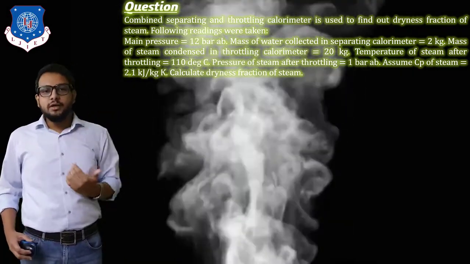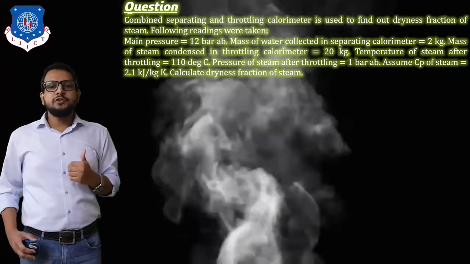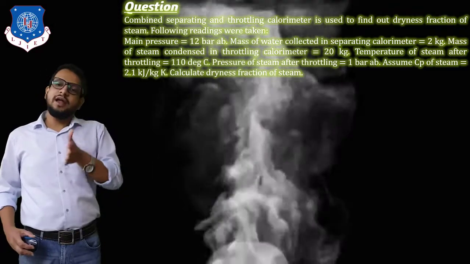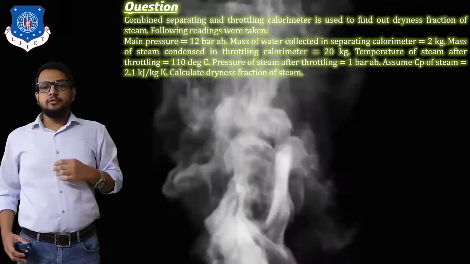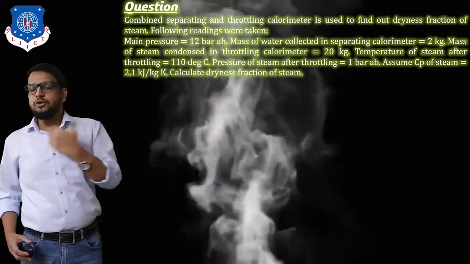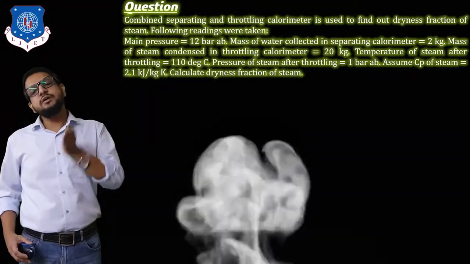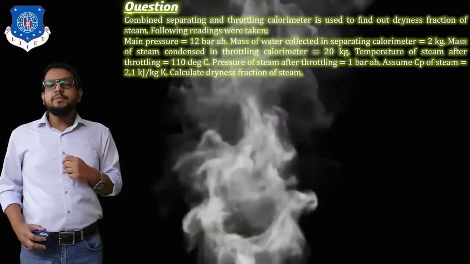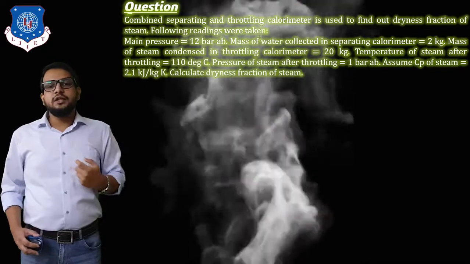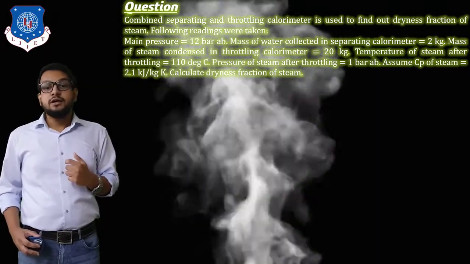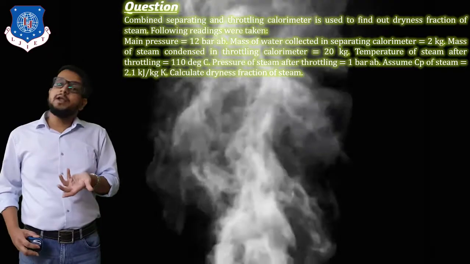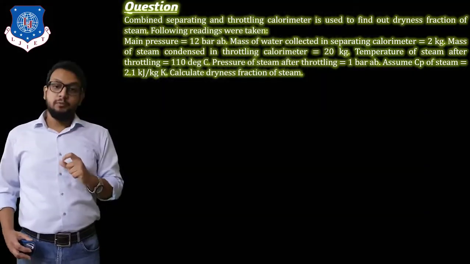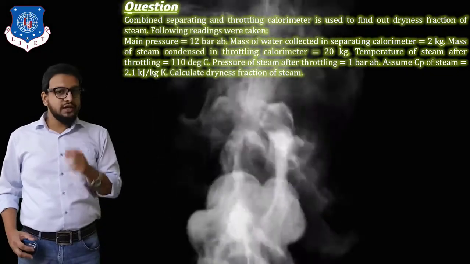Following readings were taken. Main pressure, which is the pressure before throttling, P1 is given 12 bar absolute. Mass of water collected in the separating calorimeter, mw, is given 2 kg. Mass of steam condensed in the throttling calorimeter, ms, is given 20 kg. Temperature of steam after throttling is 110 degrees Celsius, which means after throttling we know steam becomes superheated, right? So T sup is given, that is the temperature measured by the thermometer present in the throttling calorimeter.